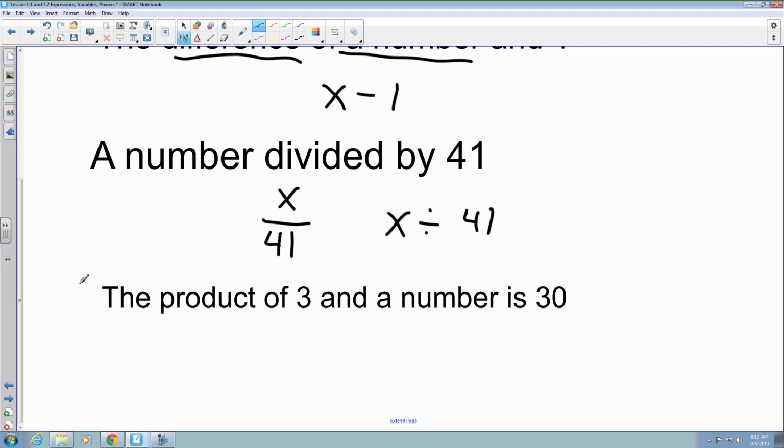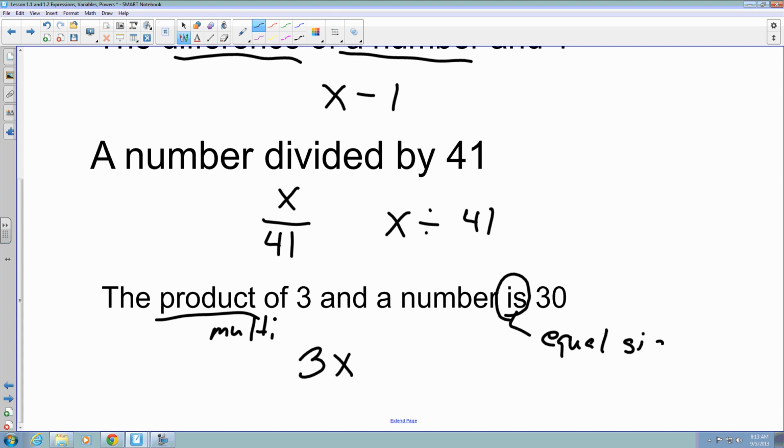Last one on this page is I have the product of 3 and the number is 30. It's a little bit different now. So here I have product, so that means multiply. I have 3 and a number, so I'm going to do the product of 3 and a number. So that's going to be 3 times x. The word is right here. Is is code for equal sign. So in this statement, we are actually finding an equation. So the product of 3 and a number, 3 times x, is, so that means equals 30. Okay?